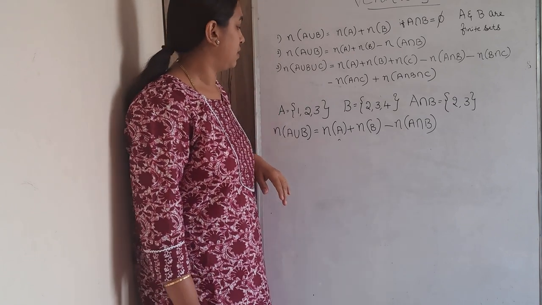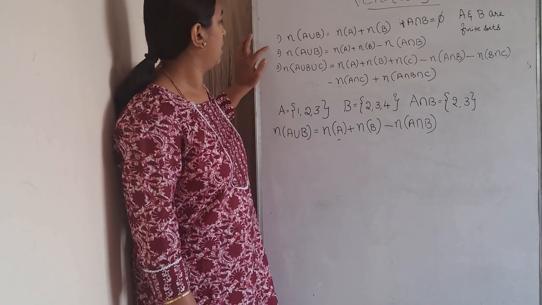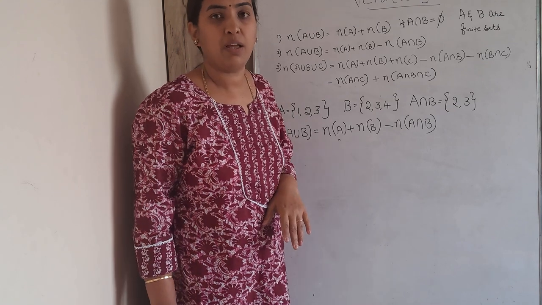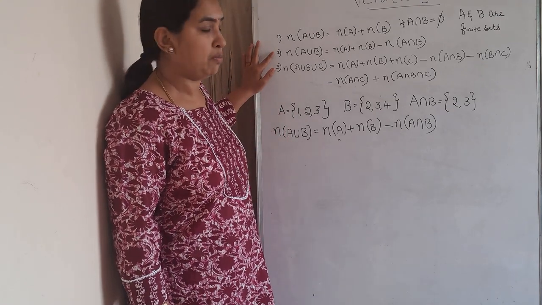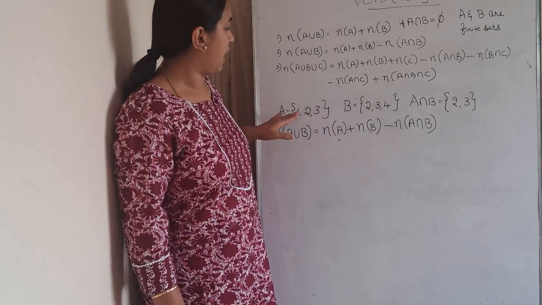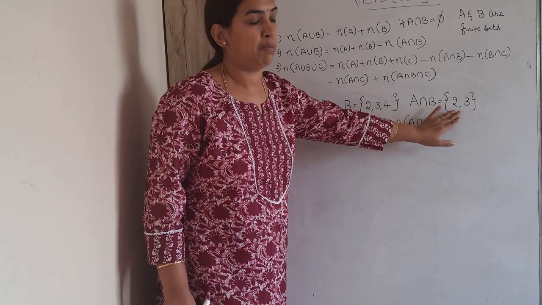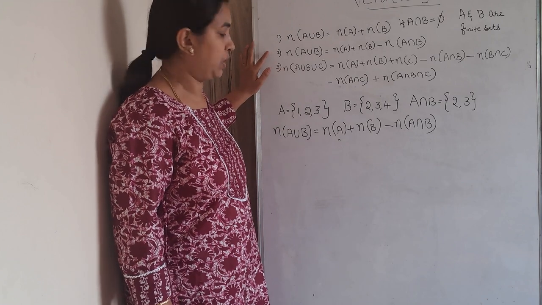So let me explain with the help of an example how to use this formula. Suppose you need to find the number of elements in A union B. Okay, I am going to use this formula because here the sets A and B are finite sets and A intersection B is not empty here because there are elements 2 and 3. So I am going to use this formula.